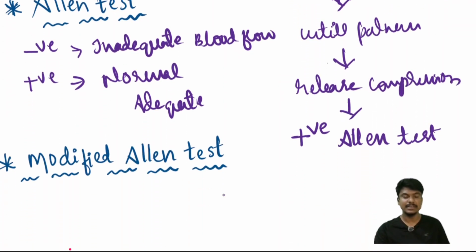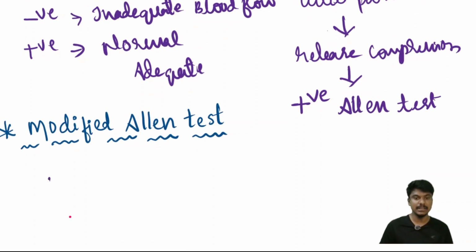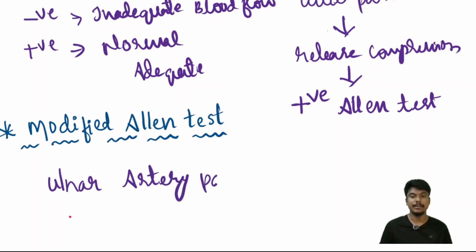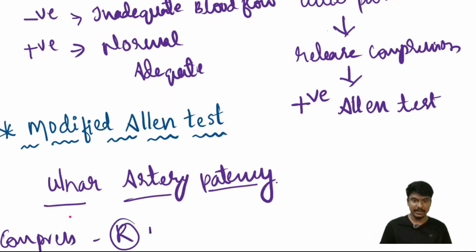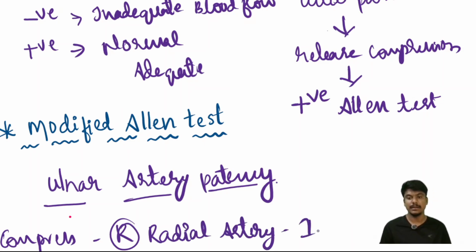I told you about the modified Allen test. Here, what will we check? We'll mainly check the ulnar artery patency. What we'll do is very simple: we'll just compress the radial artery. We compress the radial artery for 1 minute, or 60 seconds.